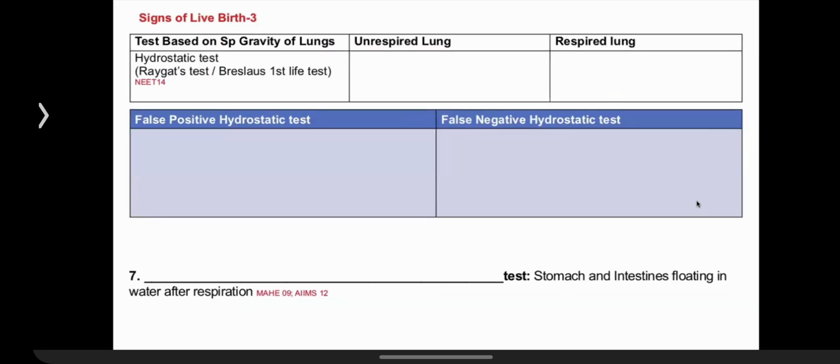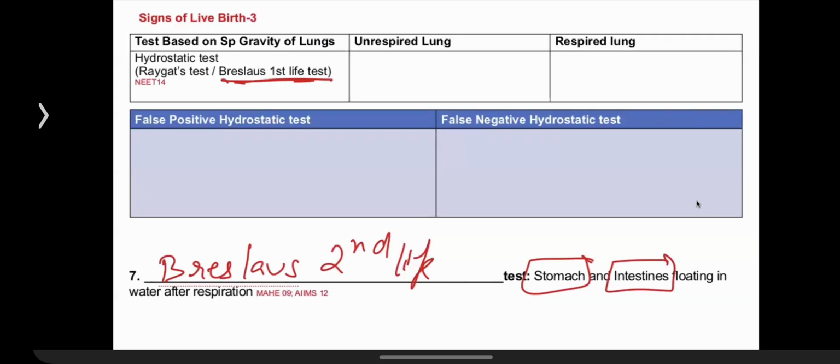Then hydrostatic test, or Raygat's test, or Breslau's first life test. Please remember, Breslau's first life test is for lungs, and Breslau's second life test is for stomach and intestines. In the first life test, you put the lungs in water, and the lungs will float in case respiration has taken place.